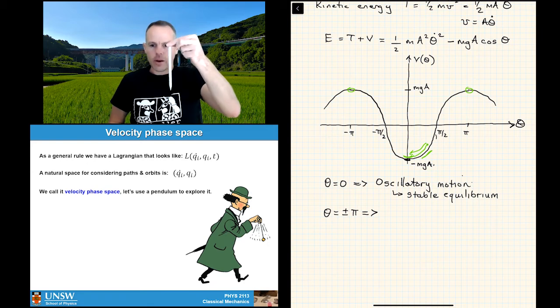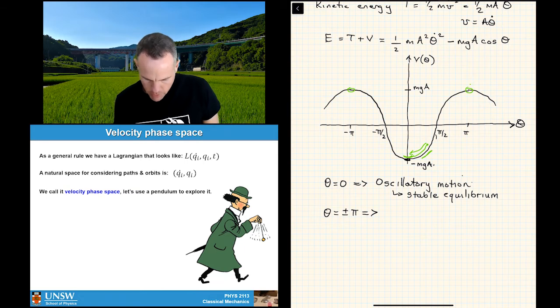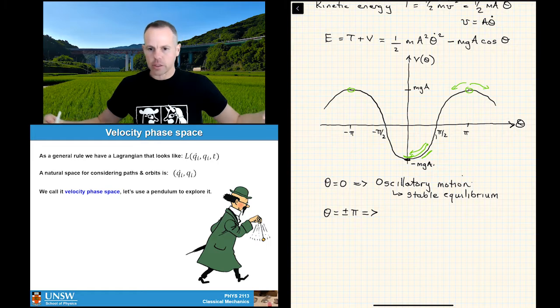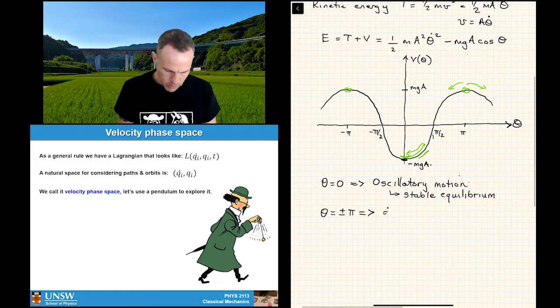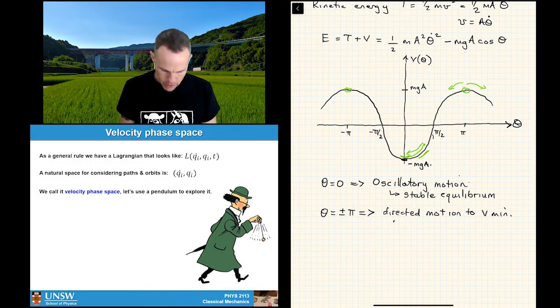Like so, right? And so you can see that in the graph here as well. The motion can fall to either side on here, and what it will do is find its way down into the nearest stable equilibrium position. So here what we get is directed motion towards the minimum potential, okay? And this is a position that we call unstable equilibrium.